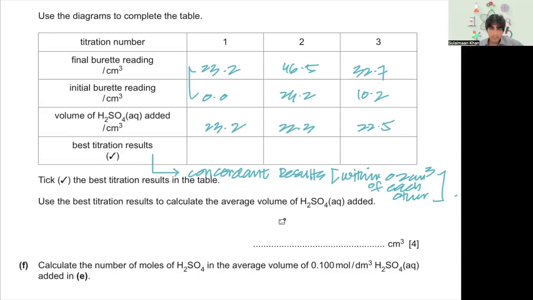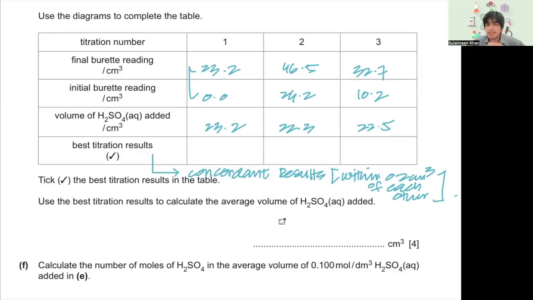But you need to realize that of these, the two that are within 0.2 cm cube of each other are called your concordant results. But also realize one more thing: even if they are not within 0.2 cm cube, you will find out the two readings which are closest to each other.